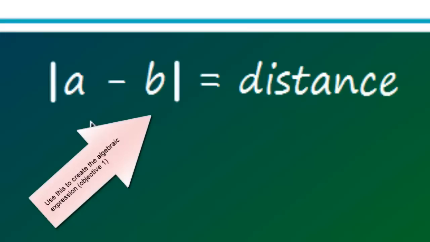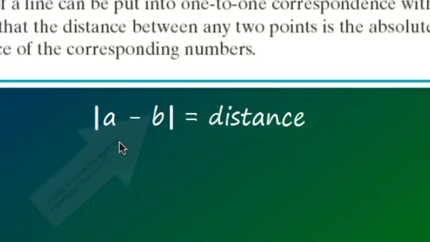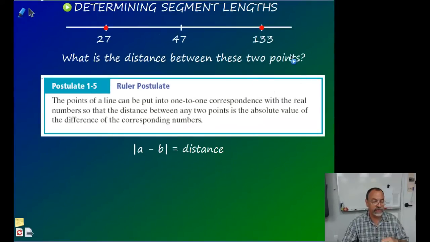So what the ruler postulate boils down to is this: every point gets one number. Once that's done, take the difference between those 2 numbers, take the absolute value, and that will give me how far apart those numbers are. So what's the distance between 27 and 133? Oh, sorry, one last thing. Because I'm taking the absolute value, and you should remember from absolute value that it always ends up being a positive number.